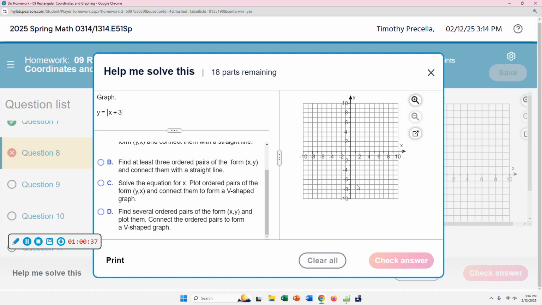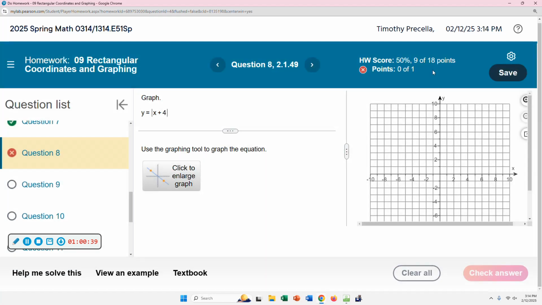Oh, look at all of that. Gosh, I didn't know these things were that long. How about that? Okay, this is better. This is number 8.